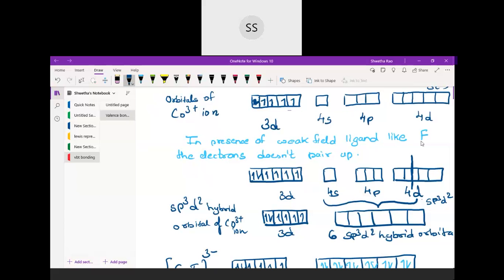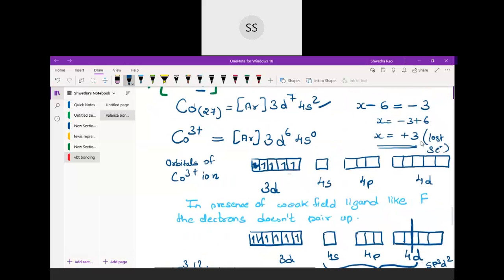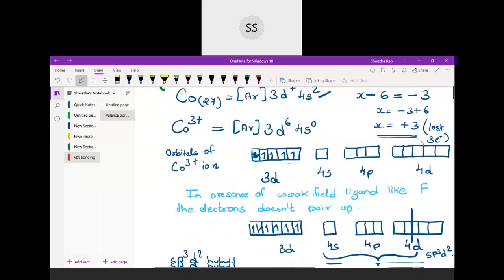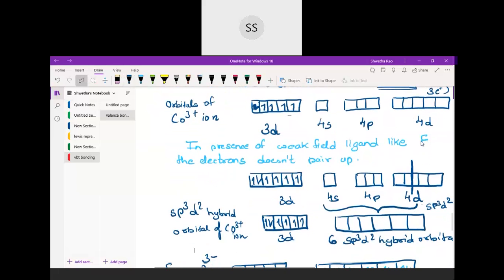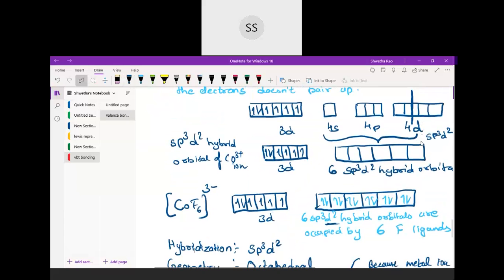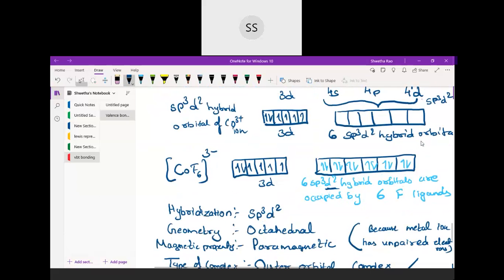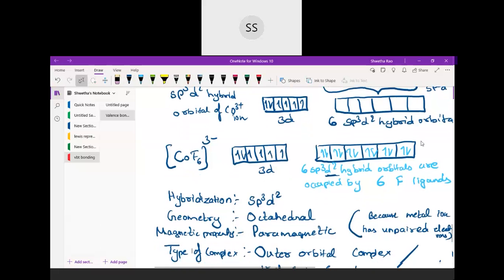And these you mix together. 6 orbitals are combined together and they have equivalent energy. So like that we have 6 sp3d2 hybrid orbitals. These are mixed up and then the ligands will occupy them. Ligands will come and occupy these particular hybrid orbitals. You can see 6 sp3d2 hybrid orbitals are occupied by 6 fluoride ligands. Then you write down the details of it.